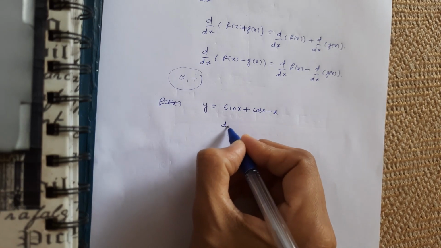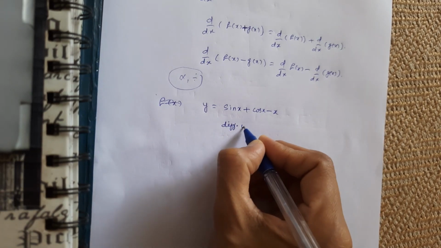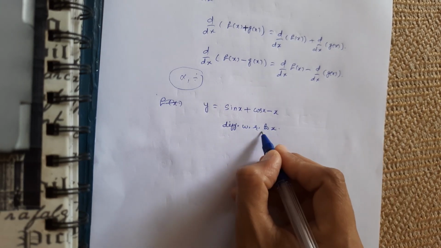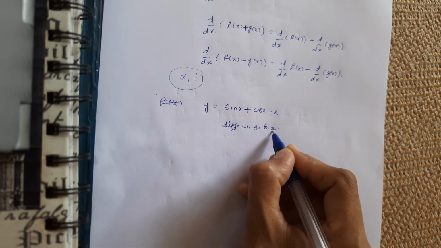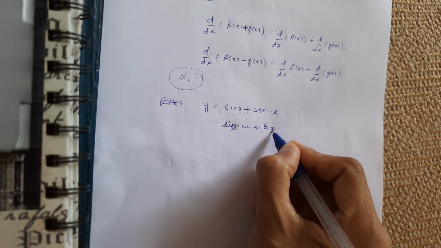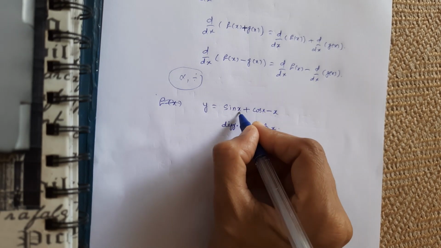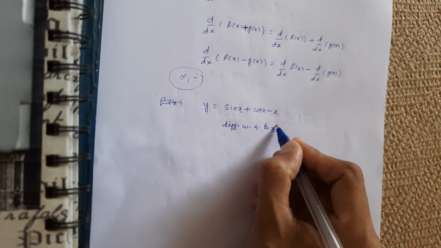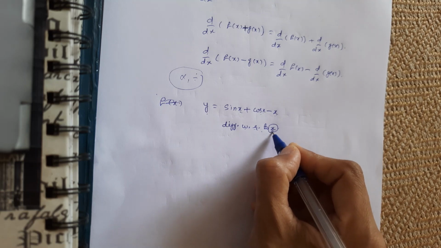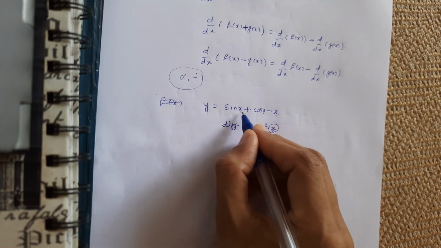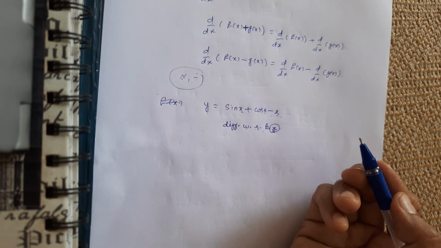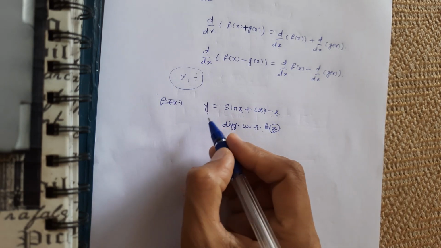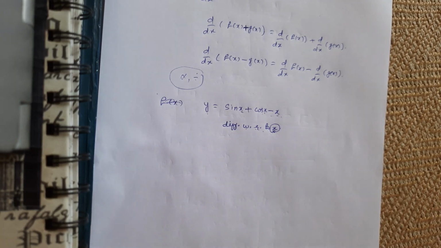So now I will write here, differentiate with respect to x. What does this mean? I am differentiating with respect to x, so I am just observing the change of x, what change this x will bring in y. That's why I am writing that I am differentiating with respect to x. This x is always an independent variable, because we can change only the independent variable. Change in the dependent variable is not in our hand.